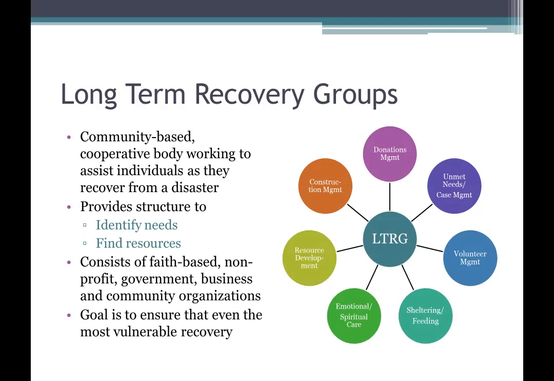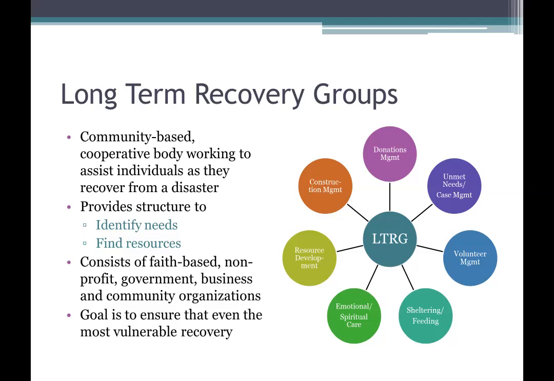And an unmet needs committee is probably the most common group, or a piece of a long-term recovery group. And it really might be all that a community needs in terms of a long-term recovery group, is to help identify the needs and find resources to meet those needs.